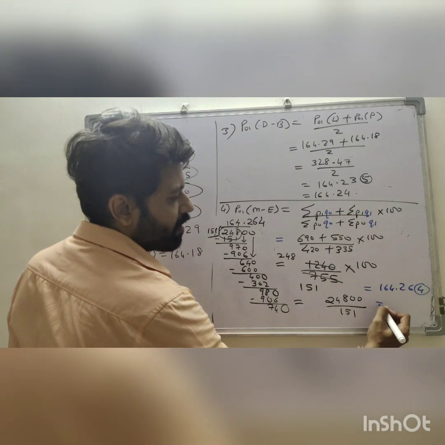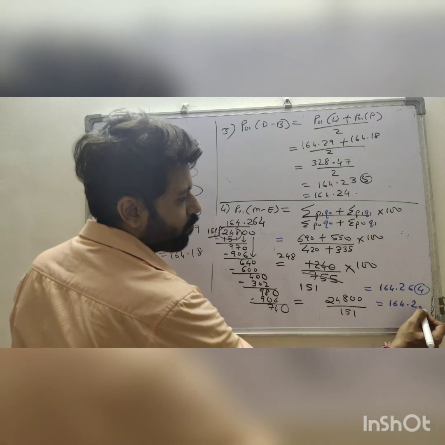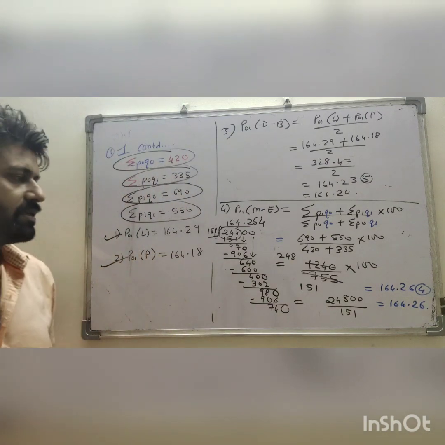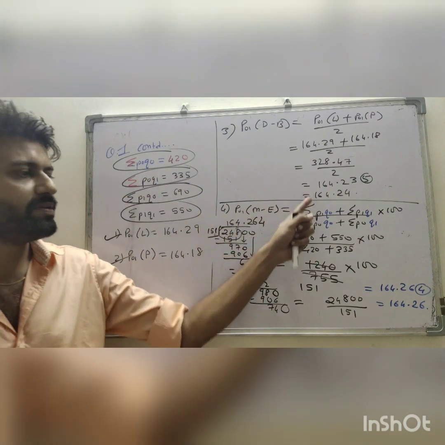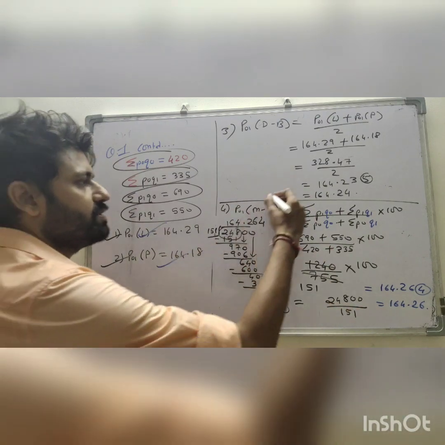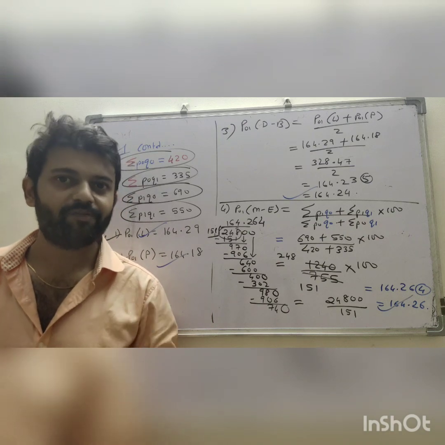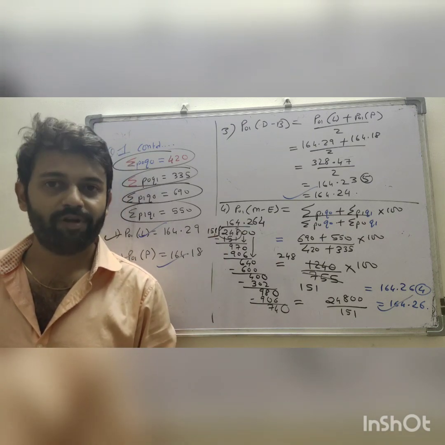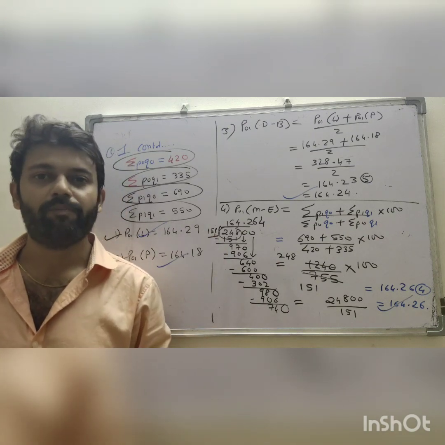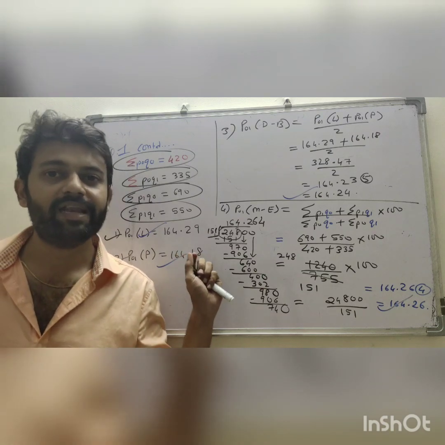164.264, rounded off, we get 164.26. So 1, 2, 3, 4: here are the four price index numbers, the answers of what they were asking. I want you to note it down very properly. You may pause the video and complete your sum.